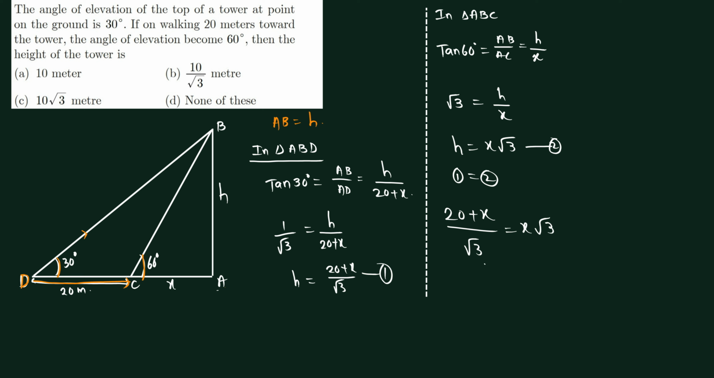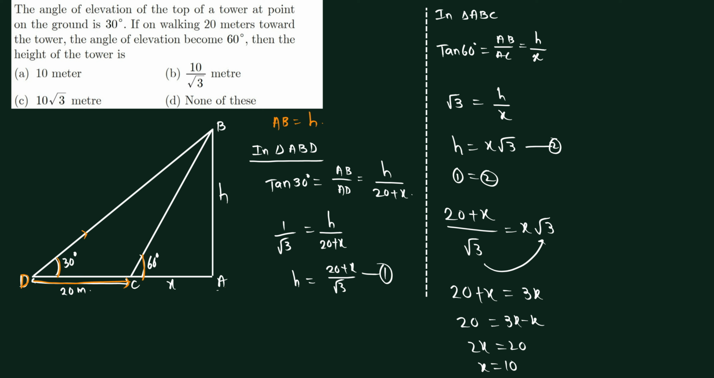When you take the root 3 from the denominator to the other side, it becomes root 3 into root 3, which is 3. So 3 into X is 3X. 20 plus X equal to 3X. Then 20 equal to 3X minus X. Then 2X equal to 20. Then X equal to 20 by 2, which is equal to 10.